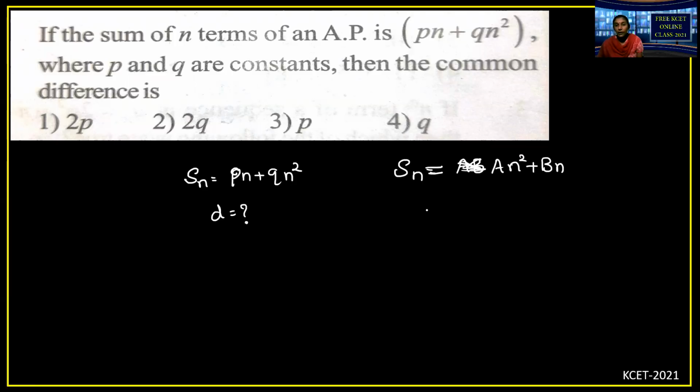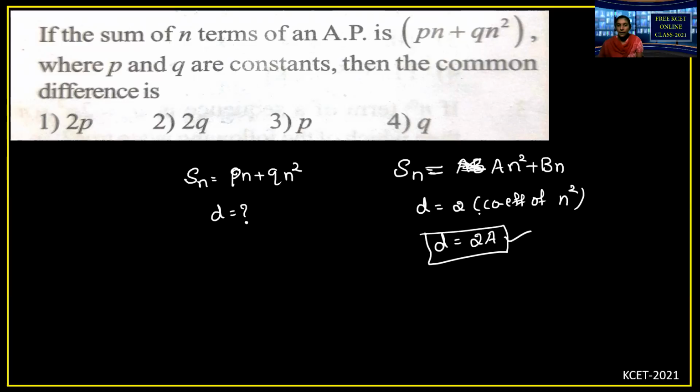then how to calculate the common difference? The difference is equal to twice the coefficient of n square. So the common difference is nothing but twice the coefficient of n square. In this sequence the coefficient of n square is A, so the common difference is 2A. If Sn is given by An square plus Bn, then D is equal to twice A.